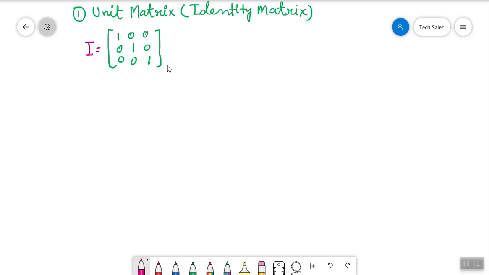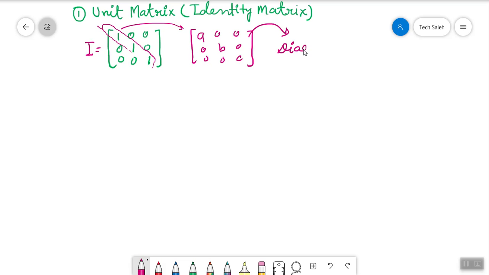One important thing I want to tell you about this is the principal diagonal, right? So the only elements available are these ones on the diagonal. So if any matrix has only diagonal elements, suppose there is a 0 0, 0 b 0, 0 0 c, such a kind of matrix is known as the diagonal matrix. It is very important to know about it.